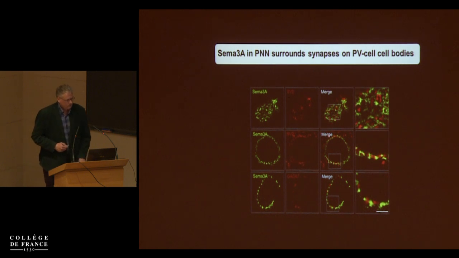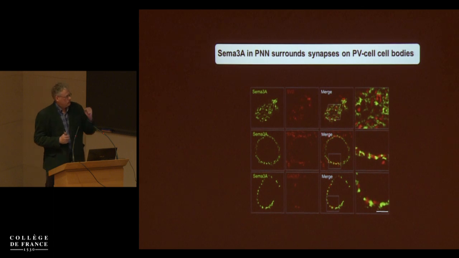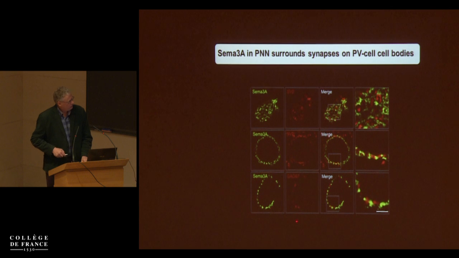SEMA3A in the net closely surrounds synapses on the PV cell bodies. That's shown here with a number of markers. This is semaphorin 3A, and this is a marker for synapses, SV2. And when you look at this in high magnification, the red staining is the synapse, the green staining is perineuronal net stained with an antibody for SEMA3A. The synapses are really surrounded by this chemorepulsive molecule. Also, when we use GAD67, that's clearly the case.